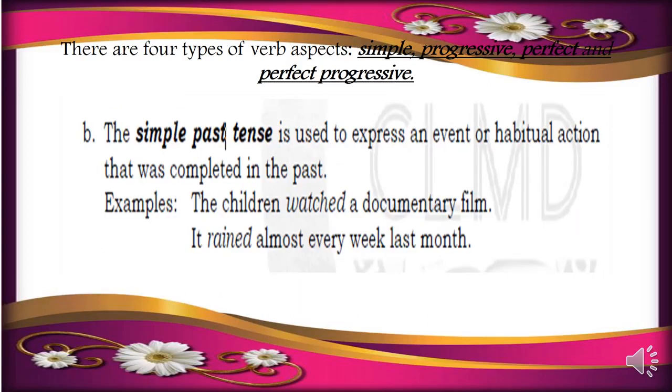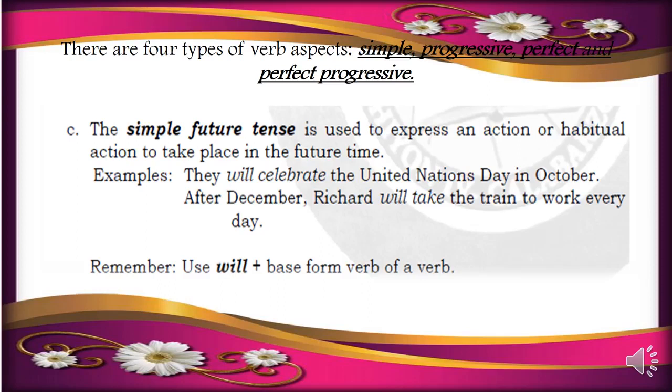Okay, for letter B, we have the simple past tense. This is used to express an event or habitual action that was completed in the past. Examples, The children watched a documentary film. Another one, it rained almost every week last month. You notice that at the end of the verb, there is ed at the end of the verb.